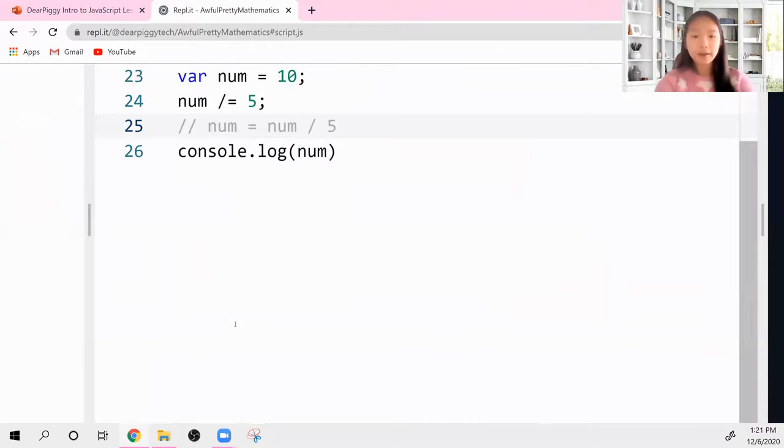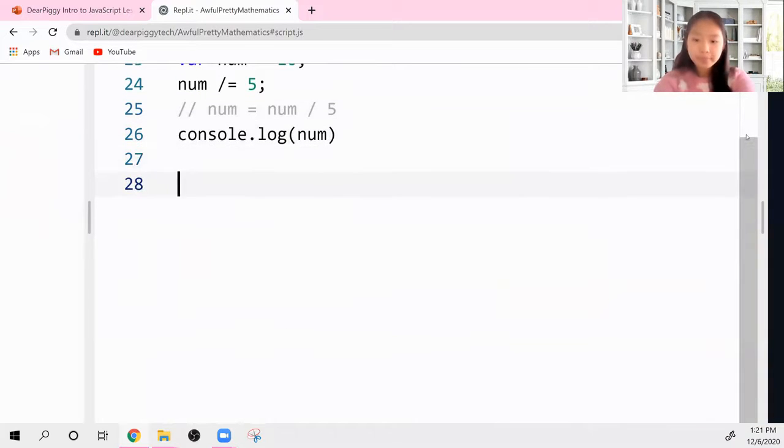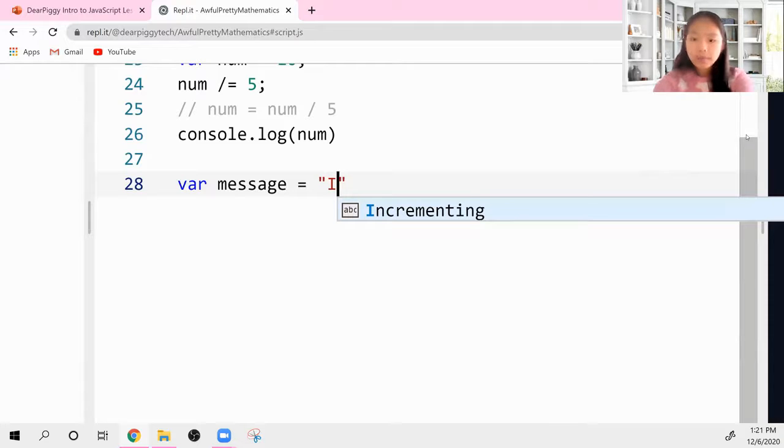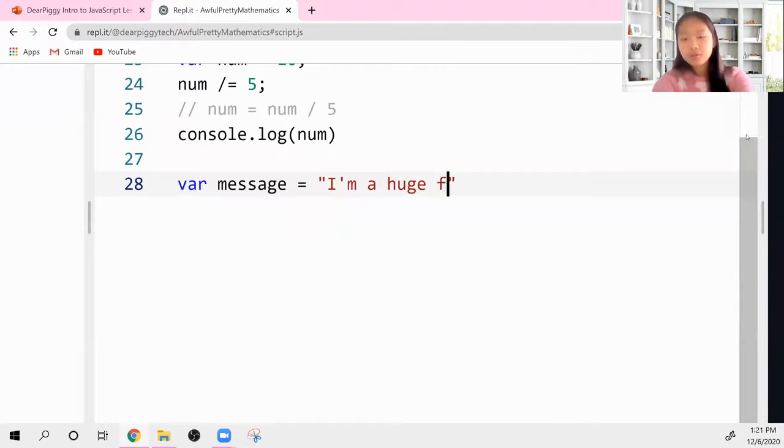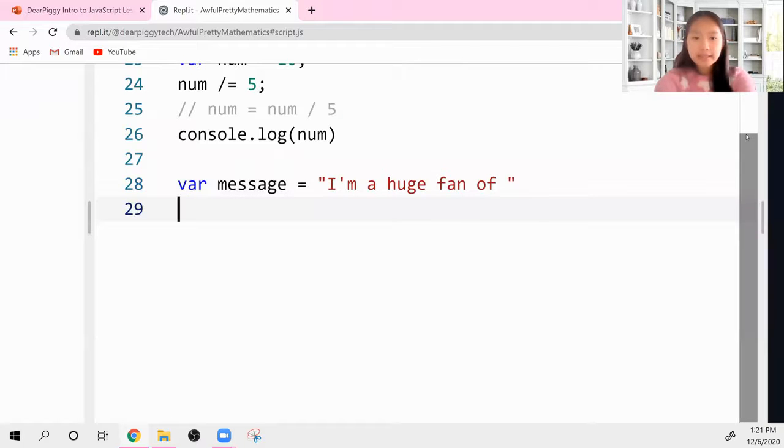But let's go ahead and try this with a string. So I'm going to come over here and I'm going to say var message is equal to "I'm a huge fan of", and then we can say message plus equals "golden retrievers". I hope I spelled that right. That does not look right. Golden retrievers. Okay.